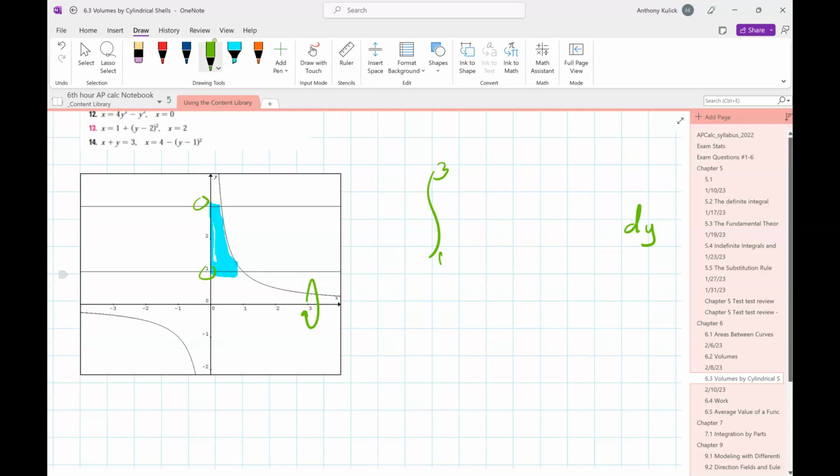Okay, so I'm going to pick an arbitrary y this time. I'll put it down here. It gives me a little bit more space. So there's my arbitrary y. So there's my x comma y. Okay. So which one is the radius, the vertical or the horizontal? Vertical. Great. And the height then is the horizontal.